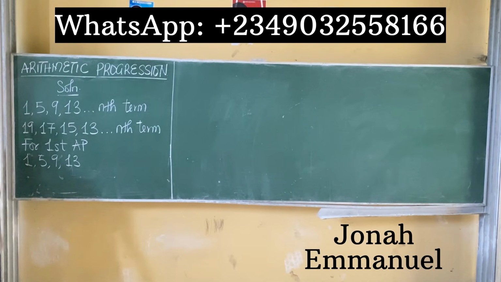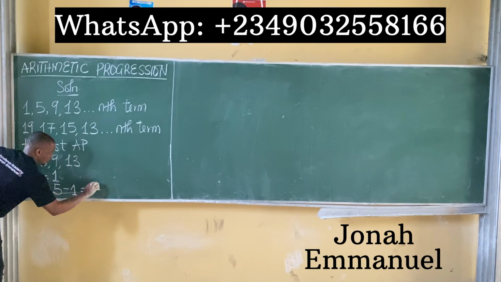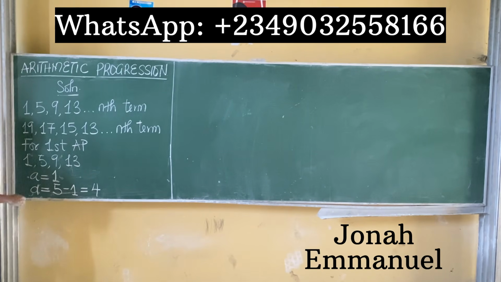For your first AP, let's get the first term. The first term a is equal to what you have here, which is 1. To get d, the common difference, all you have to do is subtract the first term from the second term. That becomes second term 5 minus first term 1, which gives you 4. So it's that simple. The first term is just a, and for the common difference, subtract the first term from the second term. 5 minus 1 gives you 4.